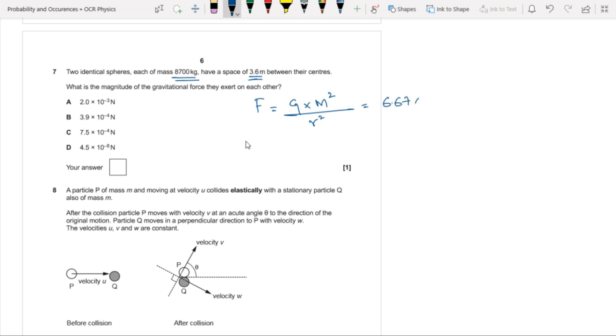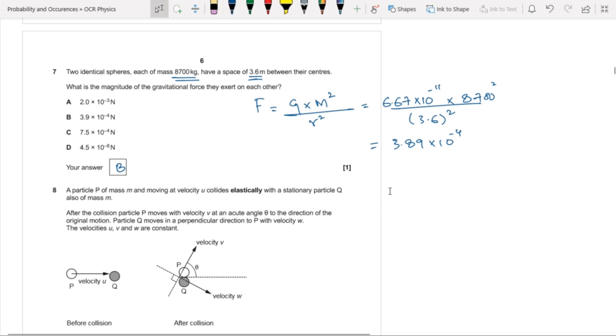So the gravitational constant is 6.67 multiplied by 10 to the power minus 11. Not going to mention the units here, times the mass of the objects squared over the distance squared, 3.6 squared. So quickly calculating this, the answer comes out to be 3.89 times 10 to the power minus 4. And when we convert it to two significant figures, that's 3.9. So B is the right answer for question number 7.